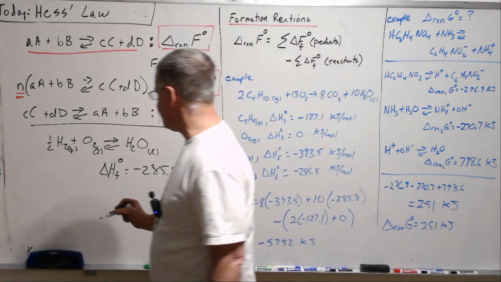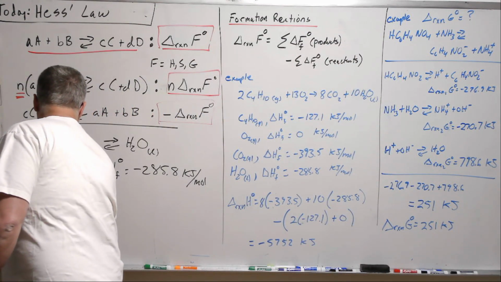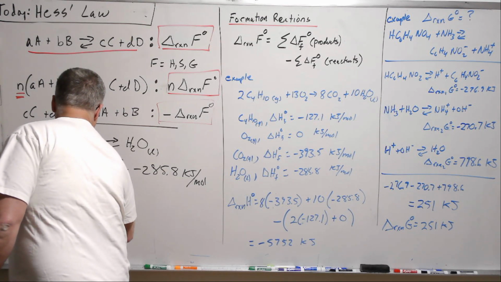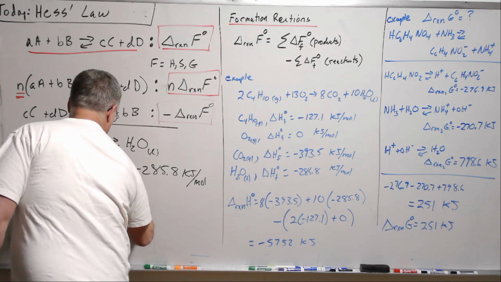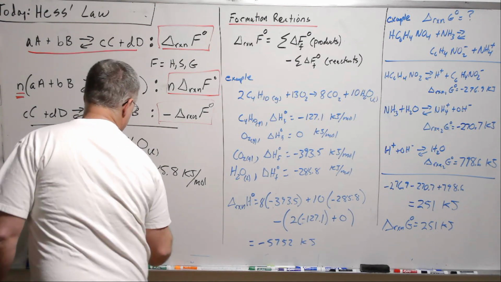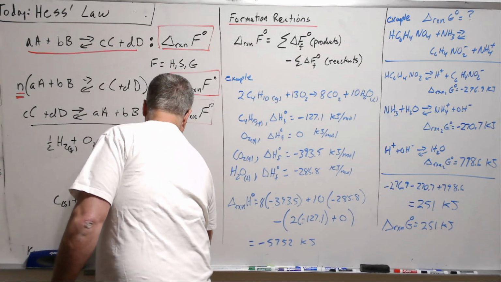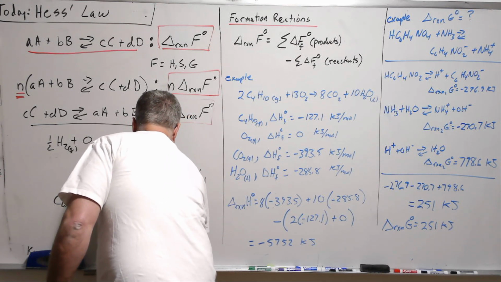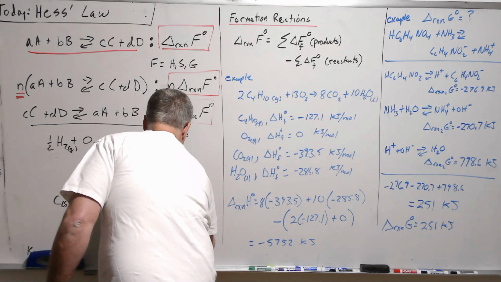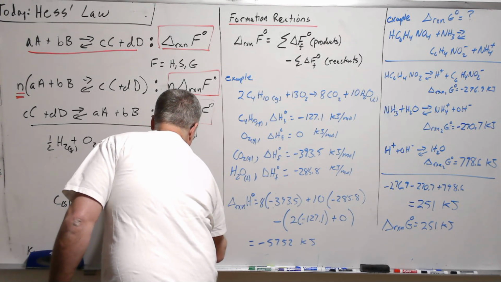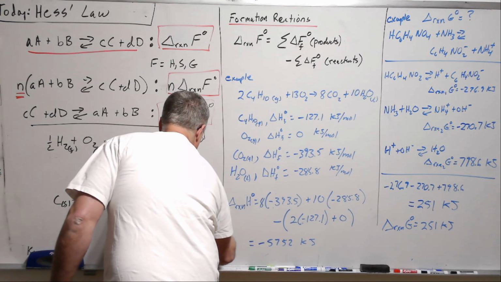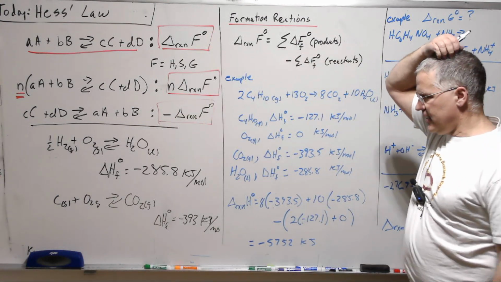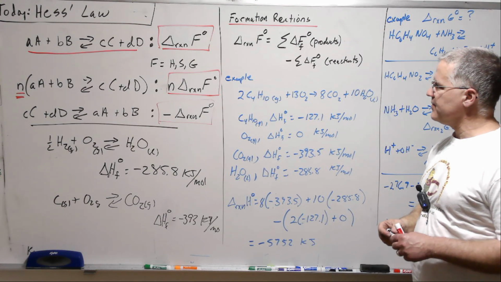Carbon dioxide would be, for example, carbon solid plus oxygen gas goes to CO2 gas. And the delta H of formation for that is minus 393.5 kilojoules per mole.